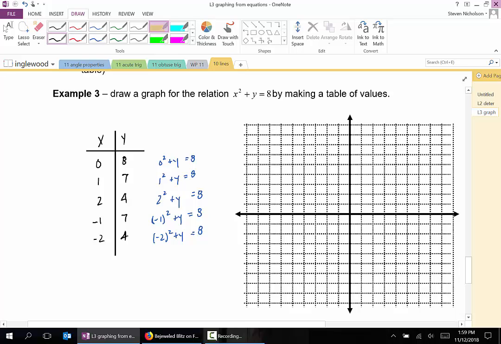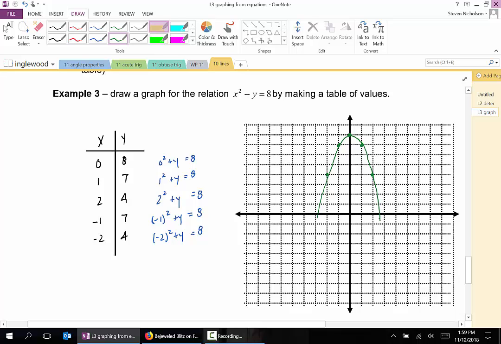So here we have 5 nice points, and I'm going to go ahead and plot them. So here's 0, 8, here's 1, 7, here's 2, 4, here's negative 1, 7, and here's negative 2, 4. And obviously, this is not a line. It's actually a parabola, but I would just hope that you would connect them as best you could.